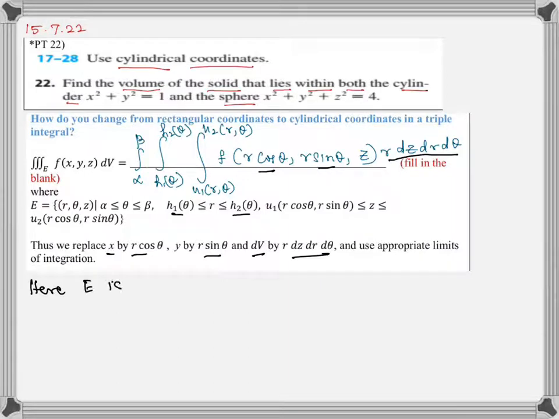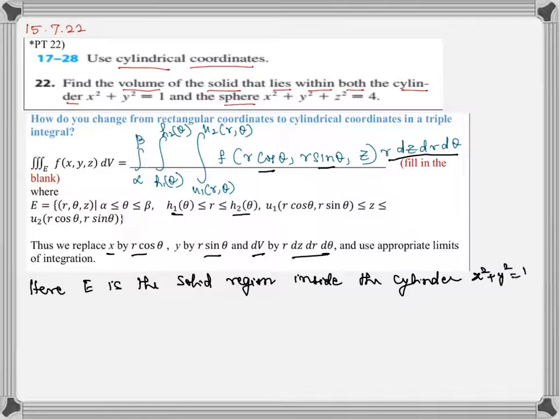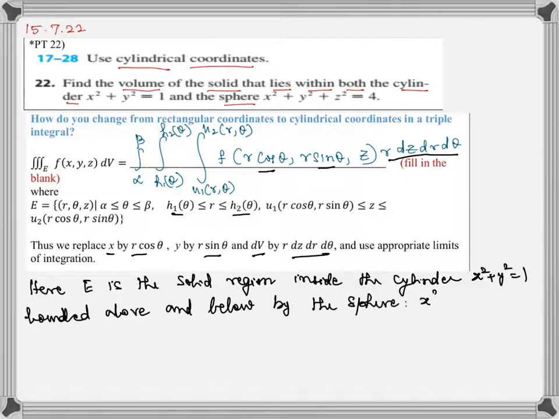So now let's discuss the solid. Here E is the solid region inside the cylinder x squared plus y squared equal to 1 and enclosed by the sphere x squared plus y squared plus z squared equal to 4. So it is bounded above by the upper part of the sphere and bounded below by the lower part of the sphere. The equation is x squared plus y squared plus z squared equal to 4.